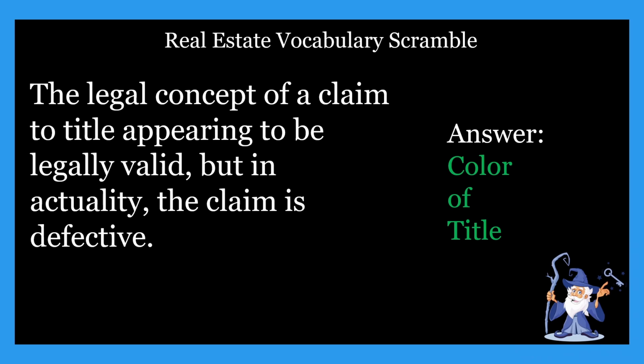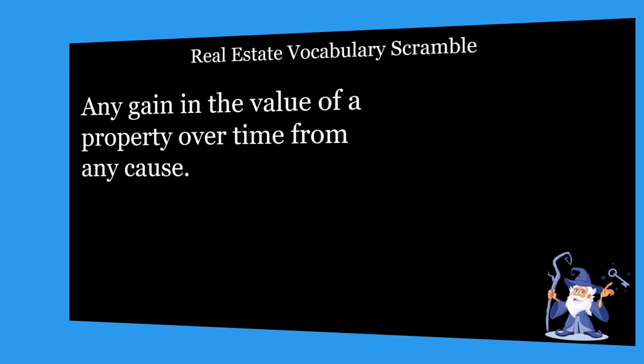Now, it's also worth noting, just because the claim is invalid, that doesn't mean it can't turn into a valid claim. To do that, the title holder would need to go through something called adverse possession, which, remember, we talked about in the beginning. I think that was our first one. So, yeah, color of title. Remember that. All right, next one.